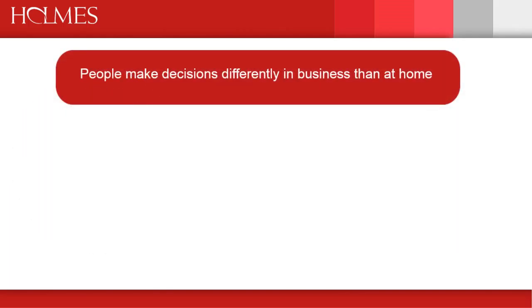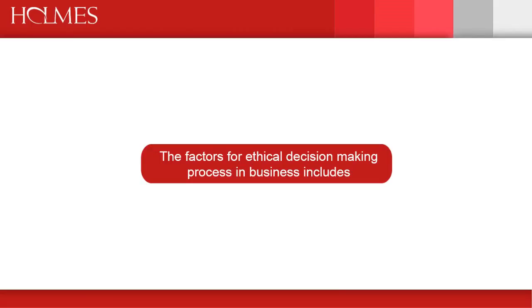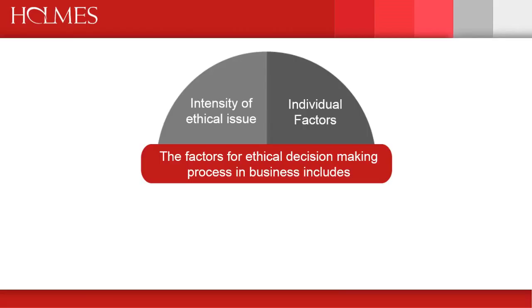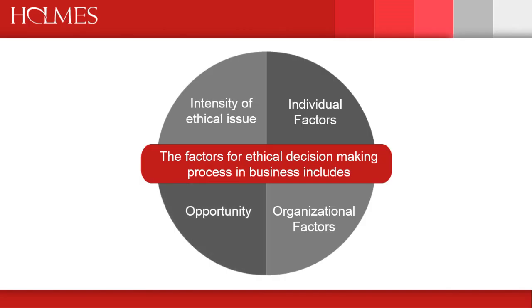In business, people make decisions differently than at home, primarily due to organisational pressures and attitudes. For example, installation of a CCTV camera at home may ensure security, but at the workplace, it may also lead to employee privacy issues. There can be many aspects that influence the ethical decision-making. These factors can be categorised into 4 parts, namely, ethical issue intensity, individual factors, organisational factors such as corporate culture, and opportunity. We'll now discuss these factors in detail.